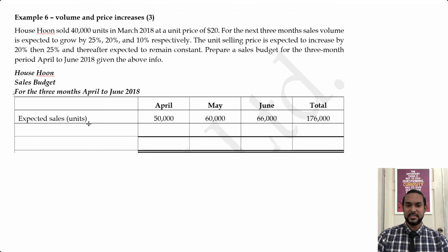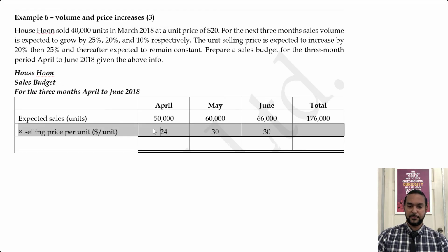Now, what about the selling price? So the unit selling price is expected to increase by 20%, then 25%, and thereafter expected to remain constant. So the selling price in March was $20, expected to increase by 20%. So let's plug in the figures and we'll do the arithmetic after.